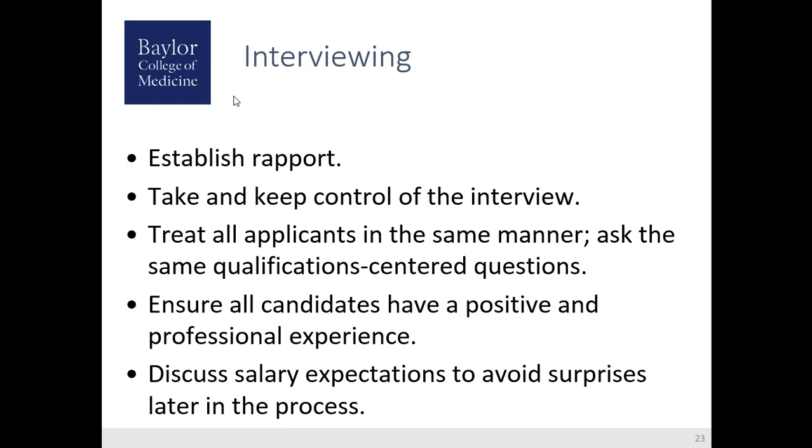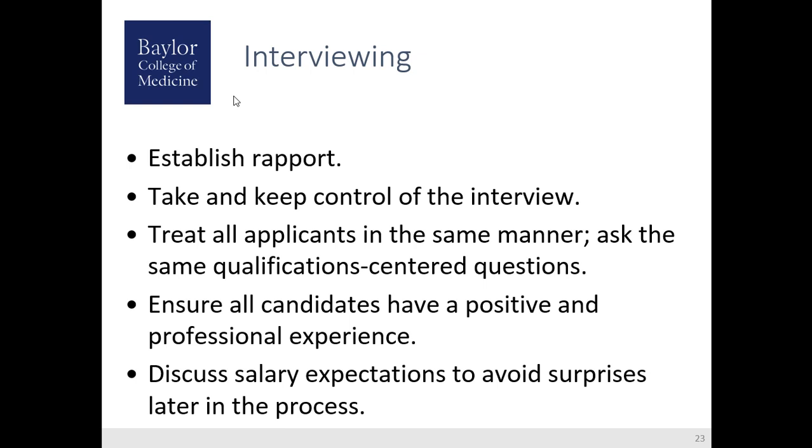You want to take and keep control of the interview. Like I said, people are nervous when they come for an interview, so sometimes they can get long-winded in their answers. Sometimes they can forget what question you asked them, and then they keep talking, hoping that eventually they will answer the question. So at some point you might need to say, I think we're done with that question. Let's move on to the next, if you feel like they're kind of going on a tangent.